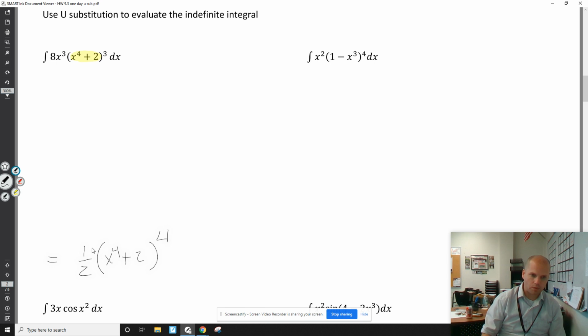Okay, let's see. The 4 would come down. That'd be a 2. x to the 4th plus 2 cubed times the derivative of the inside, 4x cubed. The 4 and the 2. Boom, 8. I think this is my answer. I'm going to go here. Okay.